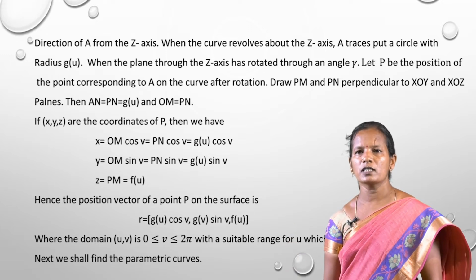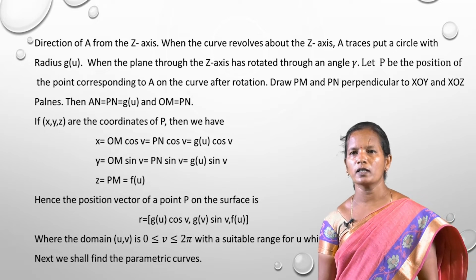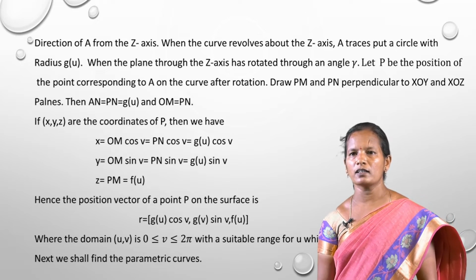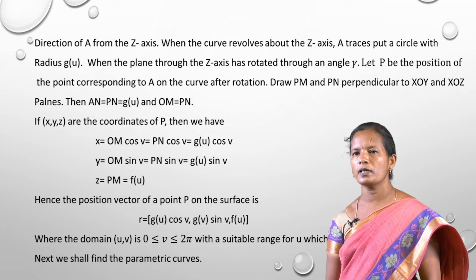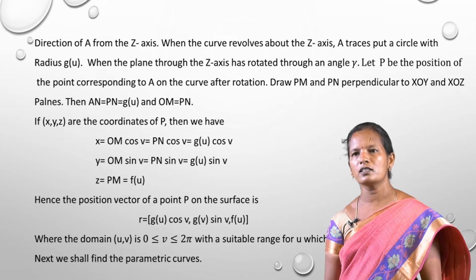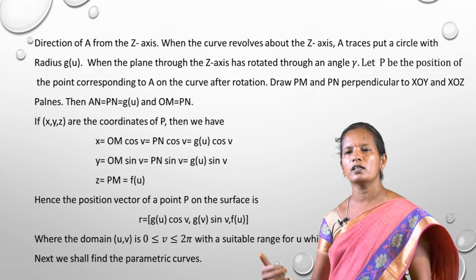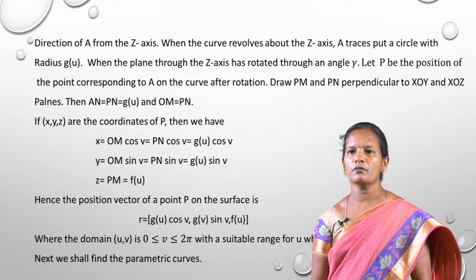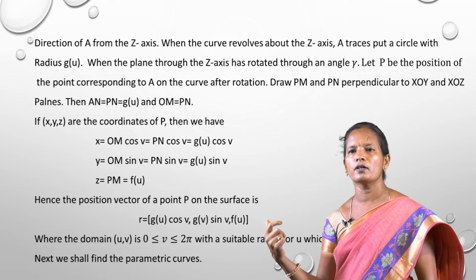Then AN is equal to PN, that is g of u, and OM is equal to PN. If x, y, z are the coordinates of P, then the x coordinate is equal to OM cos v, that is equal to PN cos v, that is g of u cos v, and the y coordinate is equal to OM sin v, that is PN sin v, that is equal to g of u into sin v, and the z coordinate is PM is equal to f of u.